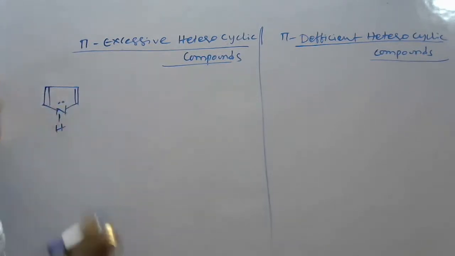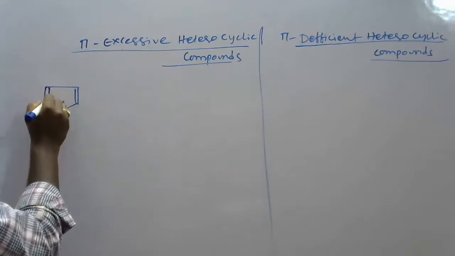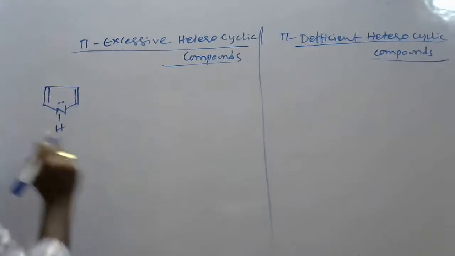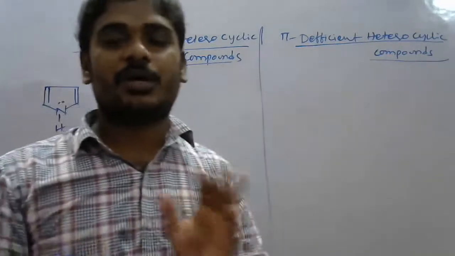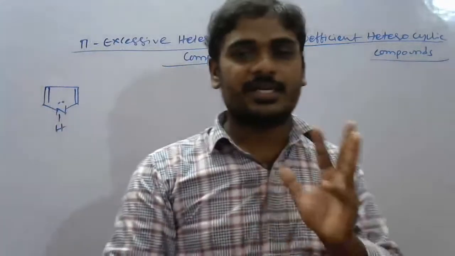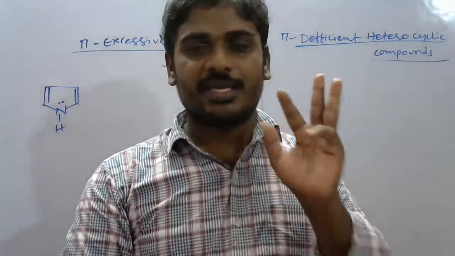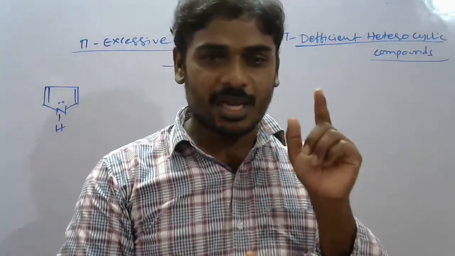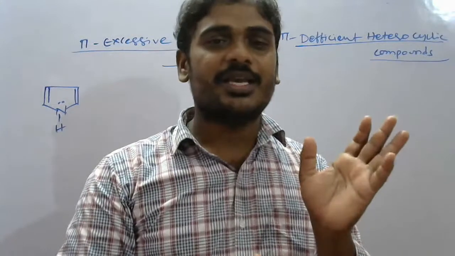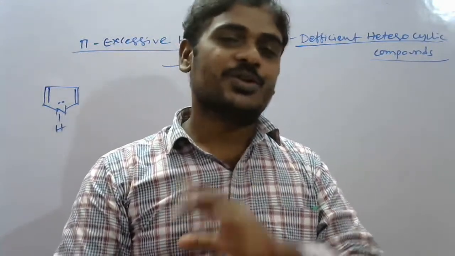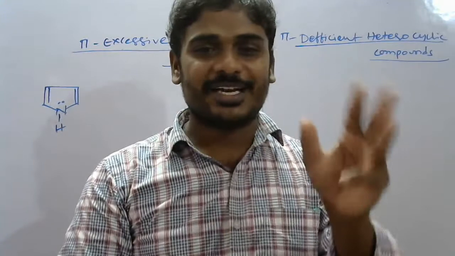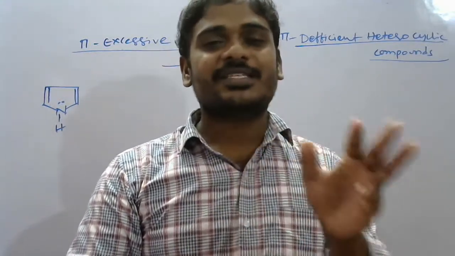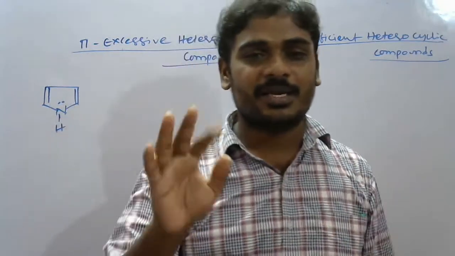Here the lone pair of electrons is involved in the delocalization, a contribution to the ring system, because here there are only 2 pi bonds, meaning 4 pi electrons. So according to Huckel's rule, the aromaticity condition, any compound follows three criteria. If any cyclic compound follows the three conditions, the compound is aromatic and stable. Otherwise, it is unstable.